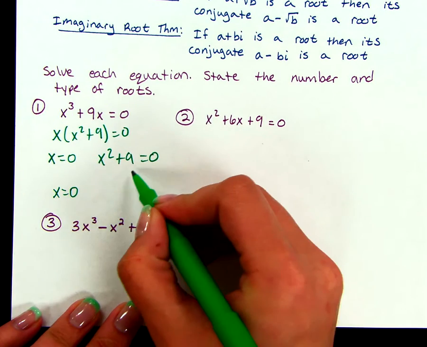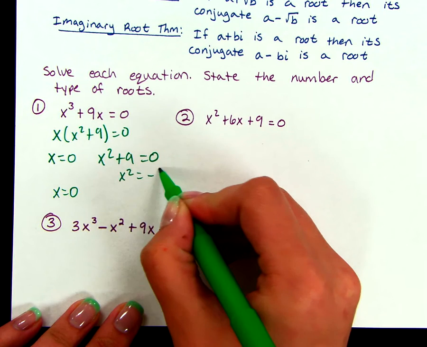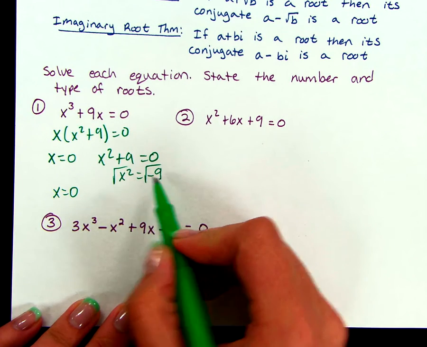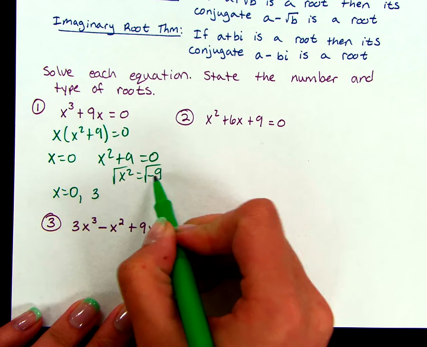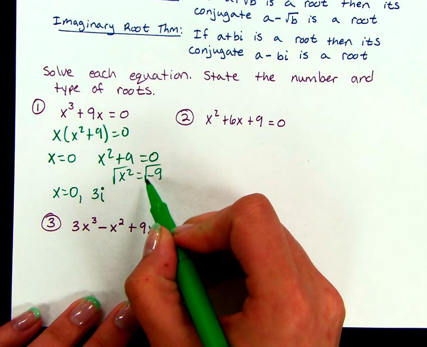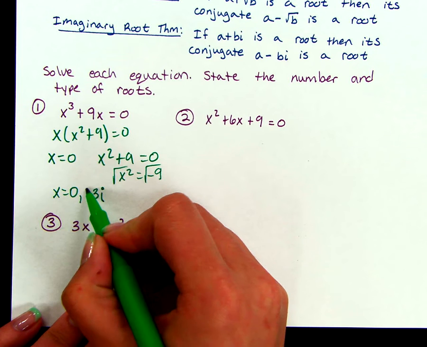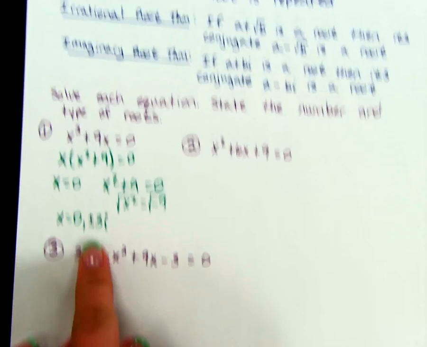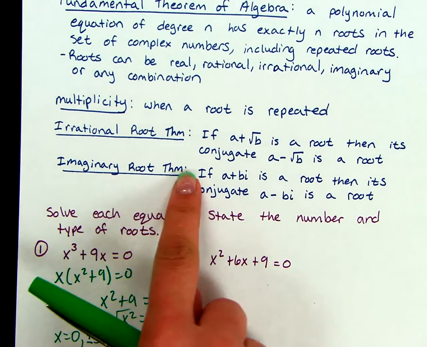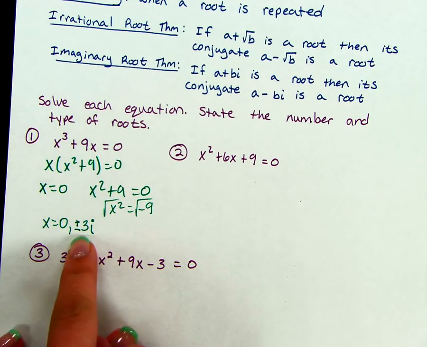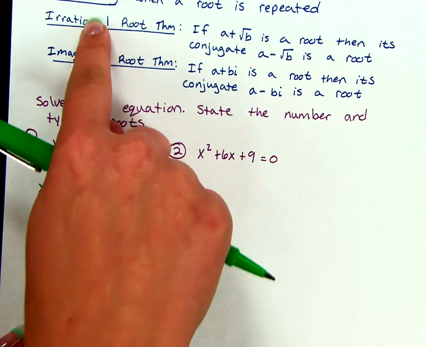And then on this one, we are going to subtract the 9 over and then take the square root of each side. So the square root of 9 is 3, and because it's negative, we're going to have an i. And since we're taking a square root of something, we need to remember that we have a positive and a negative answer. So this is showing that if I have one imaginary root, we have its opposite. So we have both the positive and the negative i here. That's using these irrational and imaginary root theorems.